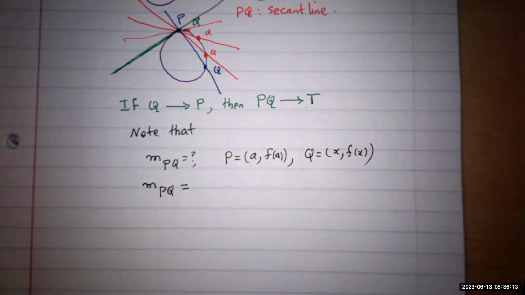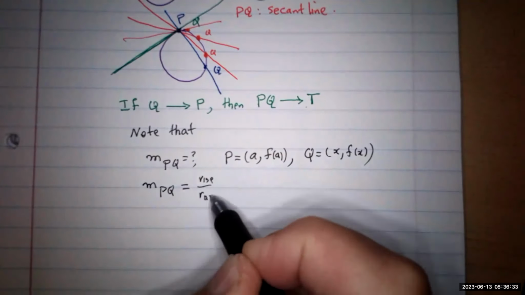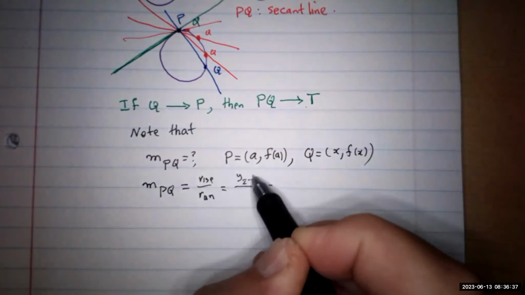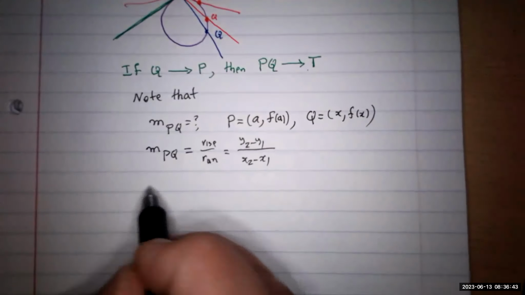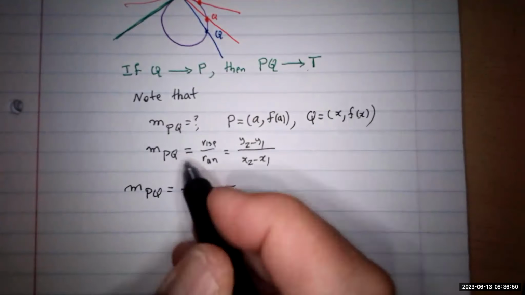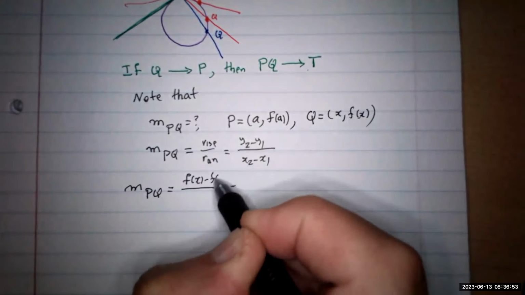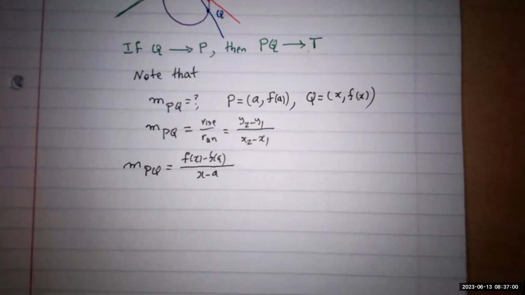Rise over run, remember? Y2 minus y1 over x2 minus x1, because that's going to be the rise over run. In our case, the slope of the secant line is going to be f of x minus f of a over x minus a. That's going to be the slope of a secant line.